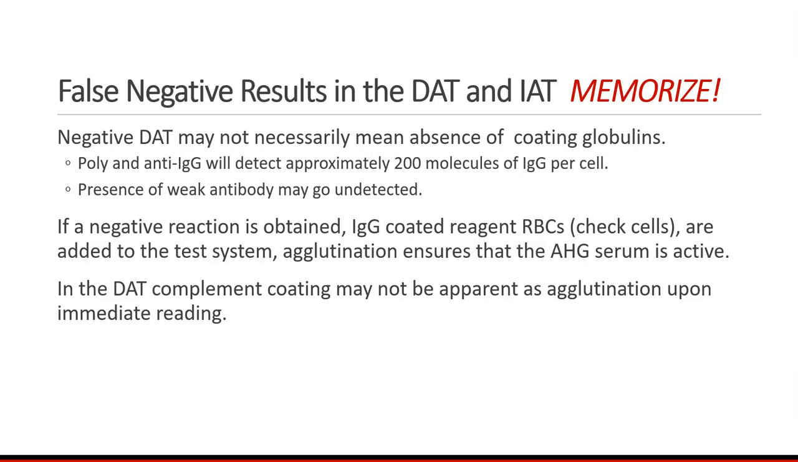What is the most common reason for false negatives in the AHG test? It is insufficient washing. So the next time you do this, you want to be sure that you fill it 3/4 with saline, that you spin for 1 minute, that you decant thoroughly, and do not shake the tube when you're decanting. Because if you do that, you're going to rinse all your cells out, which is a whole other story. But how you know that you've washed sufficiently is that your check cells check.